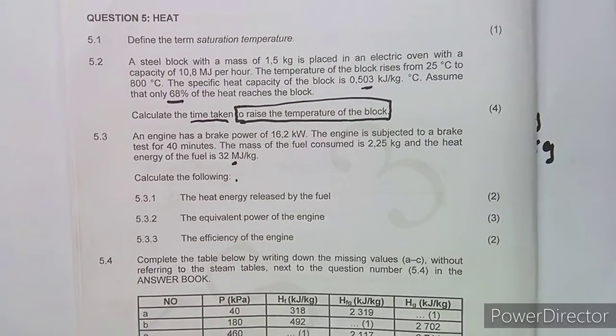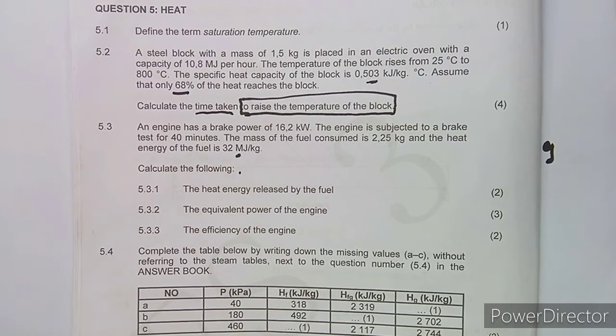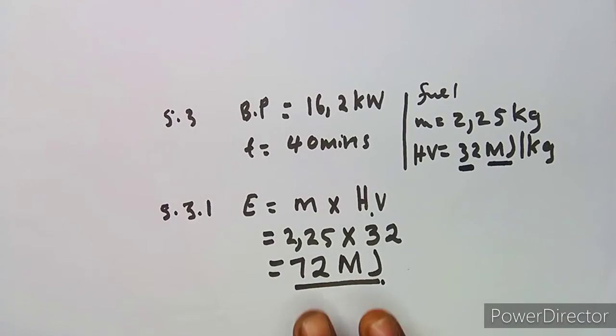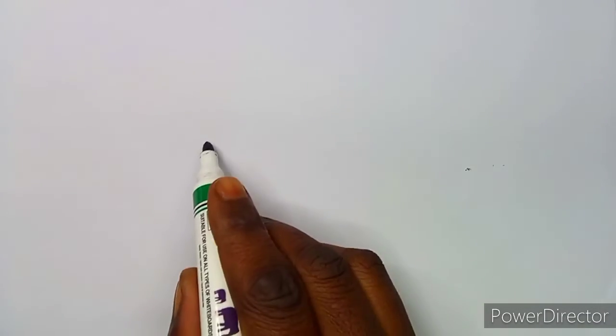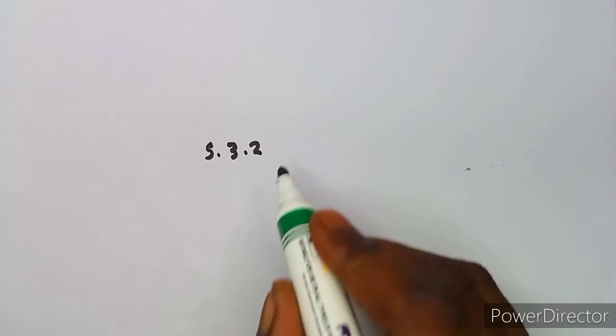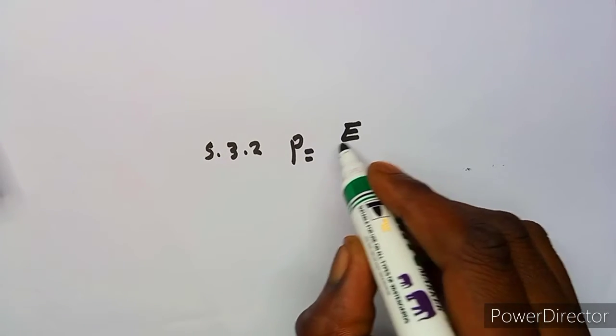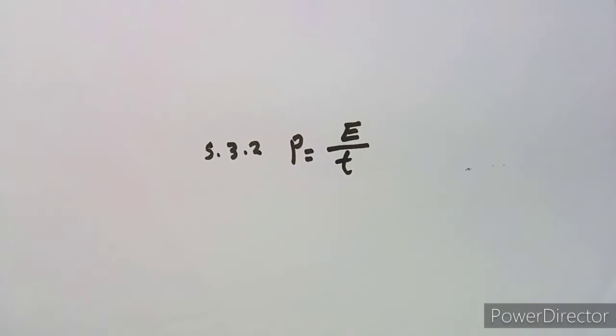Then the equivalent power of the engine, the equivalent power. Let's take this aside. We are given the brake power. We are not talking about the brake power. We are talking about the equivalent power. So we know that whenever you've got energy, power does not change, guys. Power is energy over time, which is the heat energy released by the fuel.